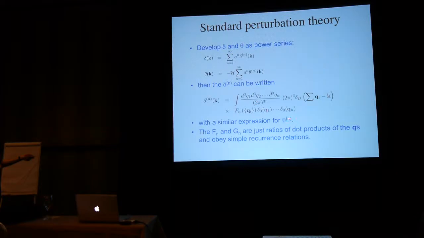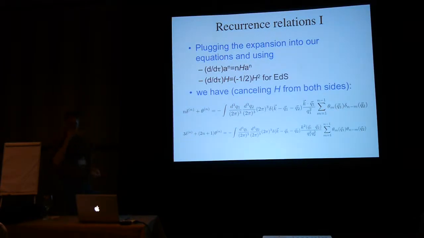There's a similar expression for theta with this big F replaced by a big G. And I'll write down expressions for what these F's look like. They're just simple dot products of the Q's that go into the arguments of each of these deltas. And so I now have an explicit expression for solving these equations for delta n once I've written down these F's. And these F's come from simple recurrence relations. So what are those recurrence relations?